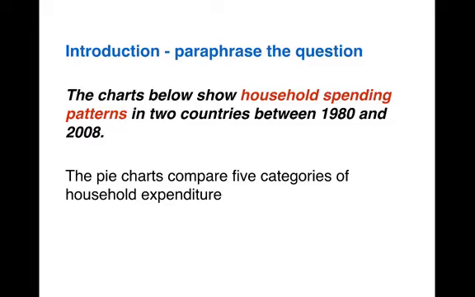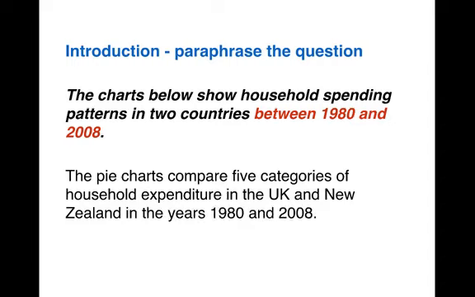Next, easy: in 2 countries, the UK and New Zealand, and between 1980 and 2008, in the years 1980 and 2008. So the full introduction is done. The pie charts compare 5 categories of household expenditure in the UK and New Zealand in the years 1980 and 2008. Now we can move on to paragraph 2, the summary or overview paragraph.